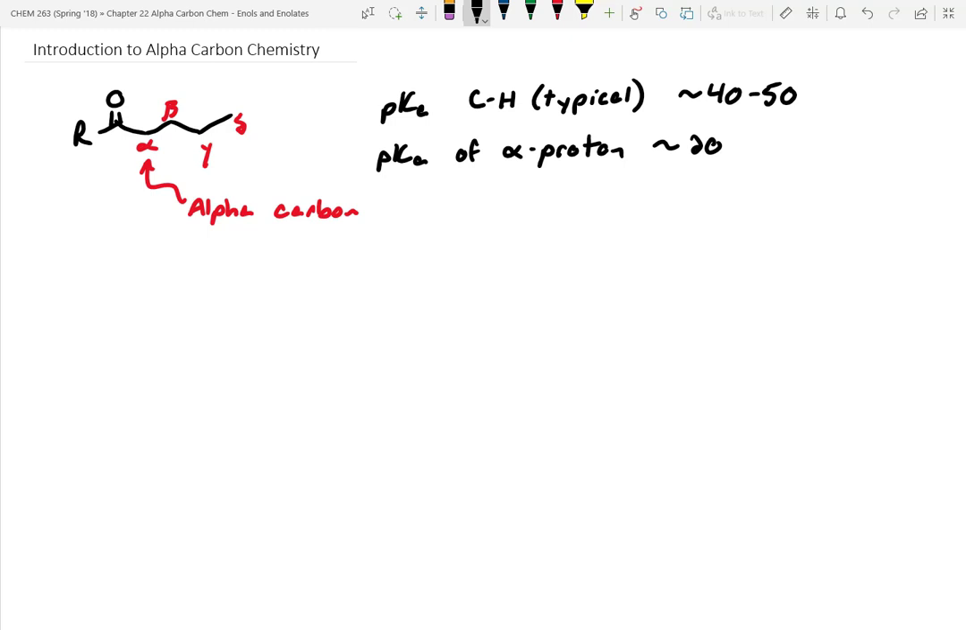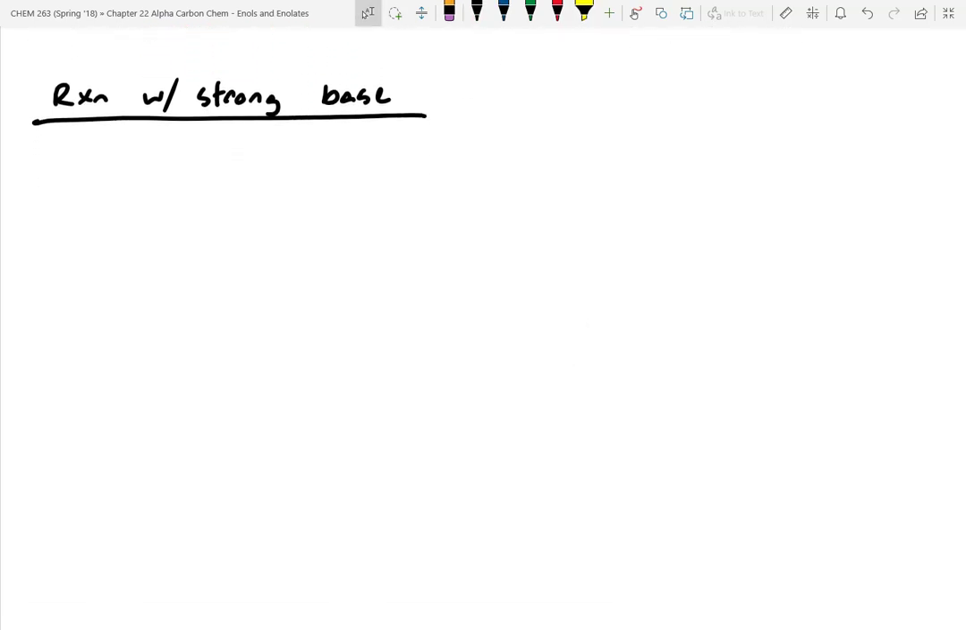So you can imagine 20 orders of magnitude more acidic is a big deal. That means they can do reactions with strong bases. And there's a handful of strong bases that we'll cover in this chapter. But for right now, I'm going to just use generic base B. And I'm going to draw out alpha protons coming off right here. So in this example, we're just looking at acetone. And if we've got a strong base, it normally has a negative charge. This can quickly grab one of these alpha protons.